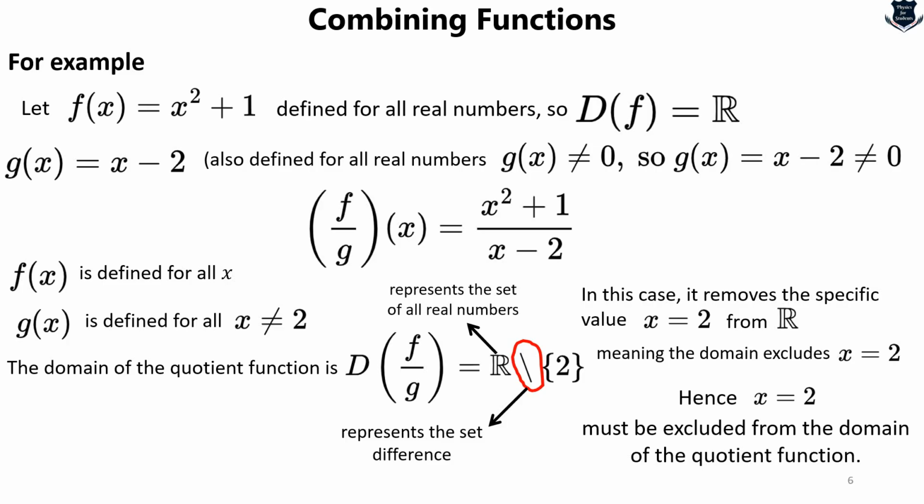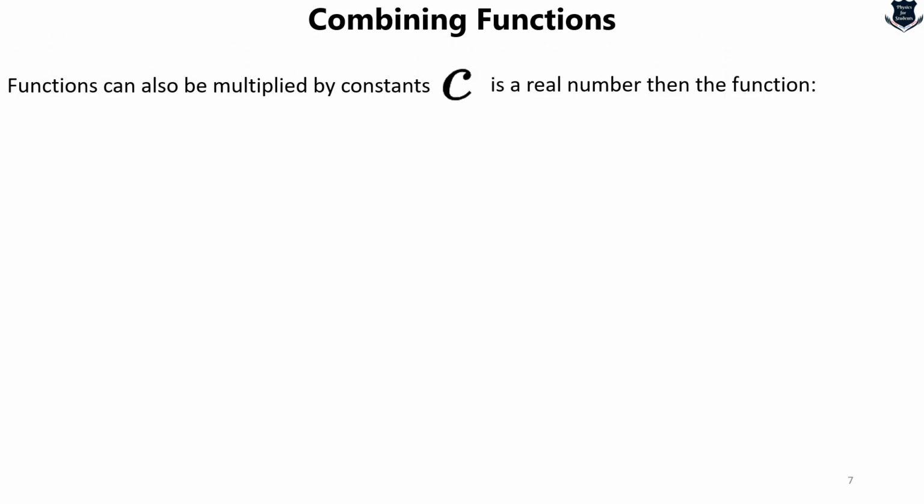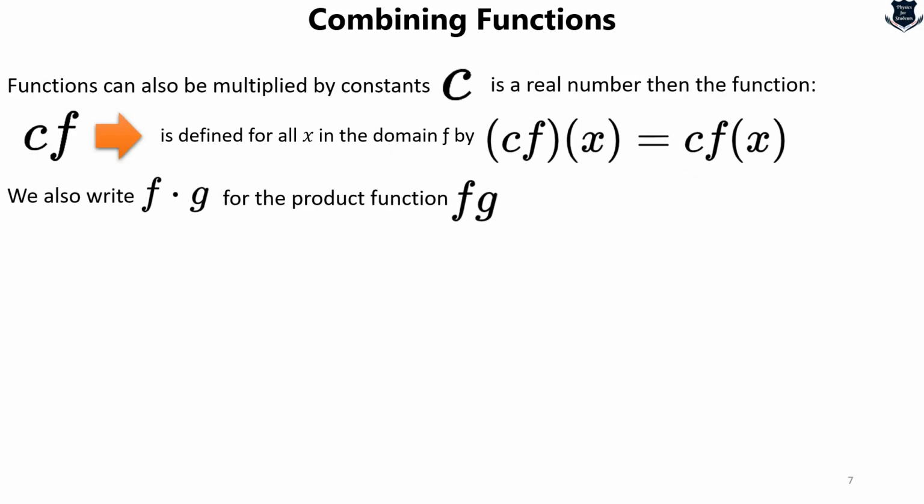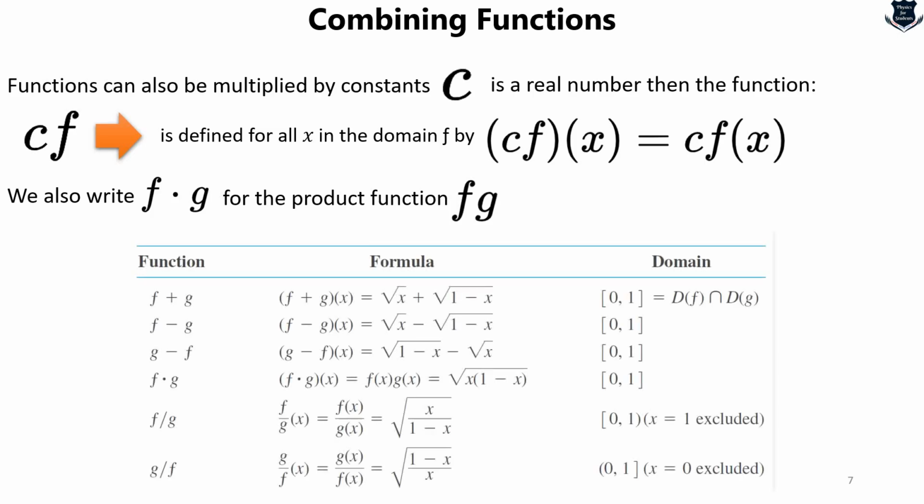Now remember that functions can also be combined by using a constant, and we call this constant c. So if I take a constant c, a real number, and the function f, then we can say cf is defined for all x in the domain of f, which is this equation, and we can also write f times g, or a product of f and g, by this. So from here what we can get is a set of these types of rules.